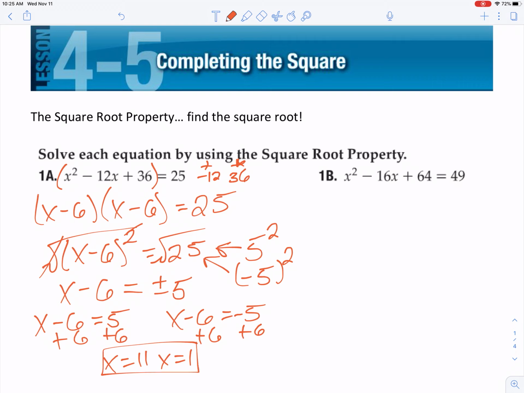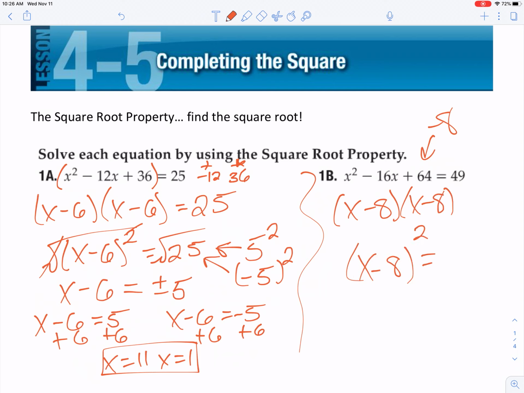Okay, so the way you can quickly get to that point is when you're starting a new problem, look at the b and c values and think, okay, what is the square root of 64? Oh, that's 8. Oh, wait a minute. 8 plus 8 is 16. Negative 8 plus negative 8 is negative 16. That must mean it's x minus 8 squared equaling my 49. Okay, and then from there you can solve. I'll let you guys finish from there.